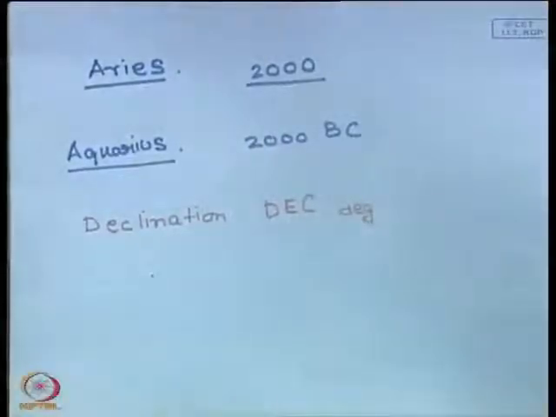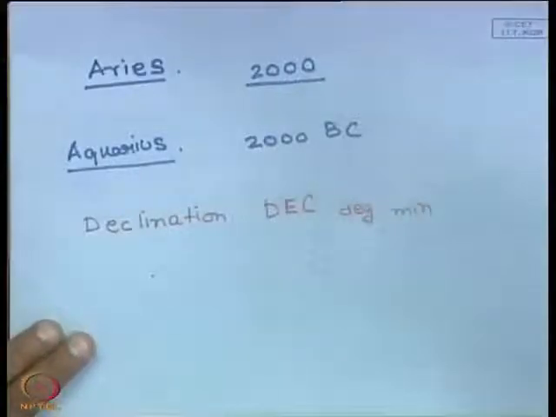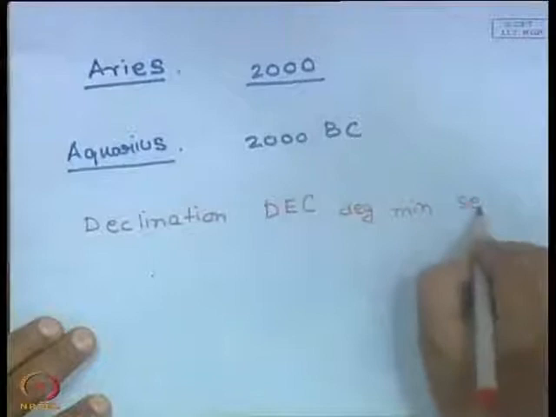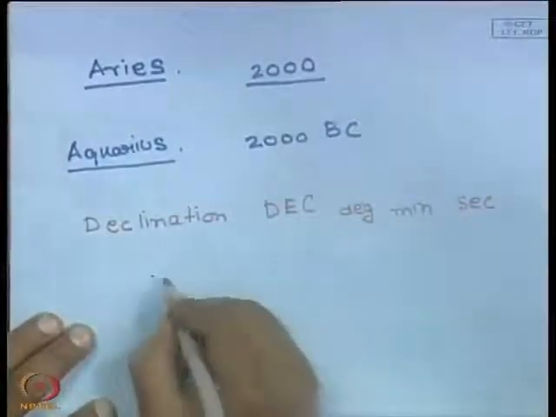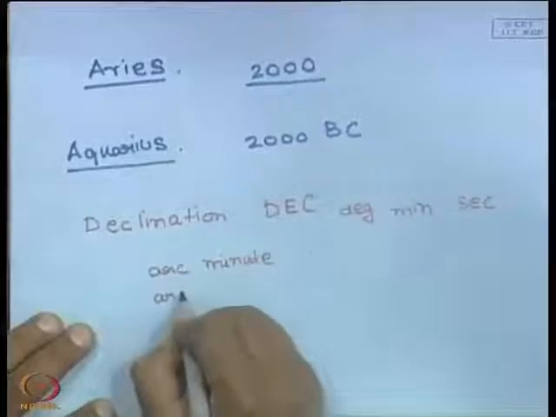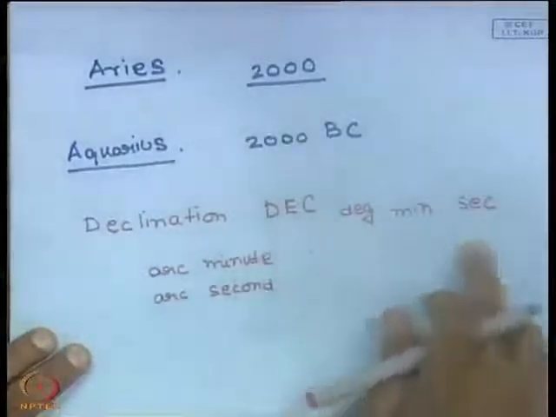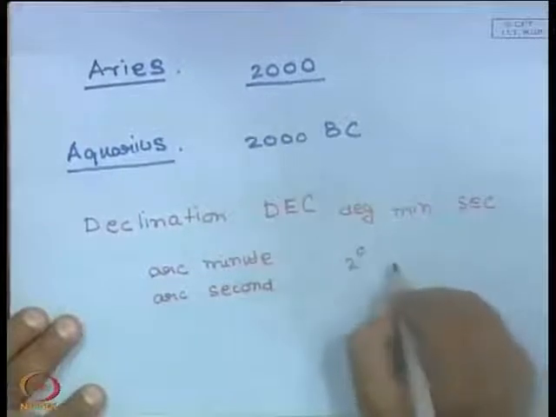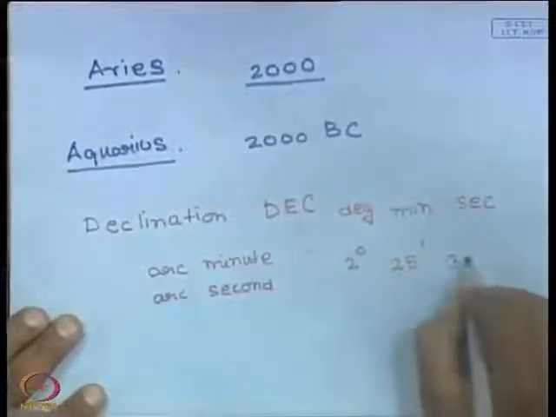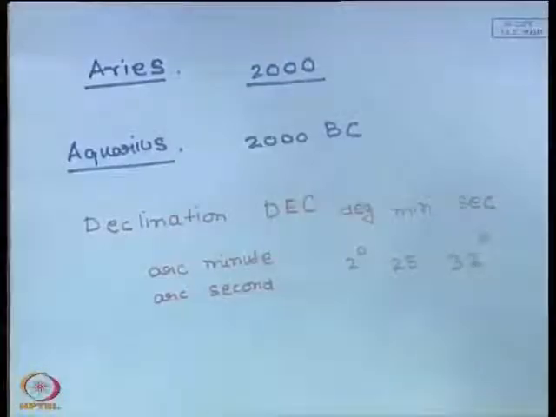and if you want smaller units, each degree is divided into 60 arc minutes, and every arc minute is divided into 60 arc seconds. So we have degrees, arc minutes, and arc seconds. If I give you a declination of 2 degrees, 25 arc minutes, 32 arc seconds, this is some random position on the sky. It will be in the northern hemisphere, above the equator, 2 degrees above the equator, quite close to the equator actually.